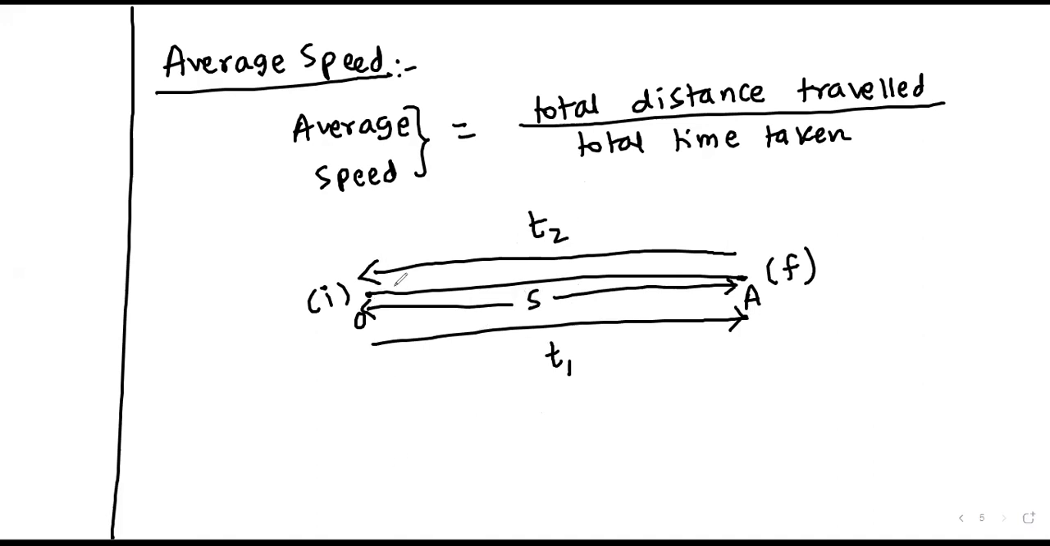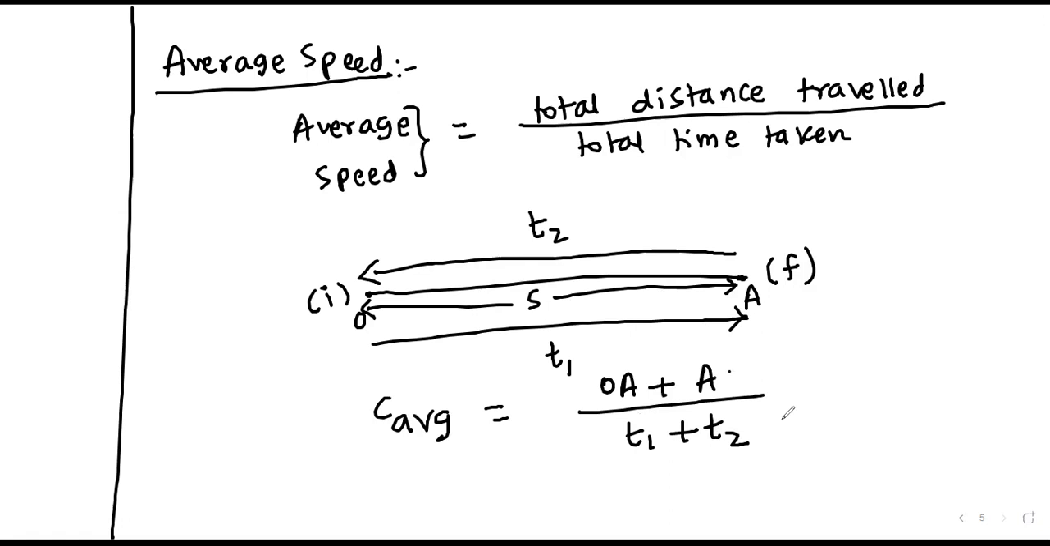So I can write average speed, since speed is indicated with C, as C average equals S plus S by T1 plus T2. Or you can write distance traveled as OA plus AO, that is nothing but 2S by T1 plus T2.